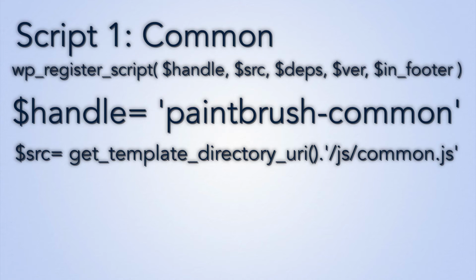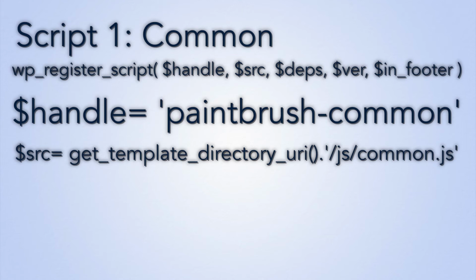So we're going to go ahead and use that function, and then we're going to append our actual script to that. So in this case, we created a folder called JS to house our PaintBrush library, and the file name is common.js. Okay. So we have to append that to the end of it. That will go ahead and get the correct path for the script.